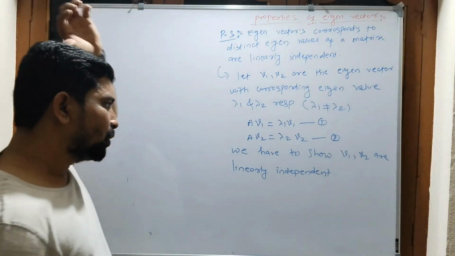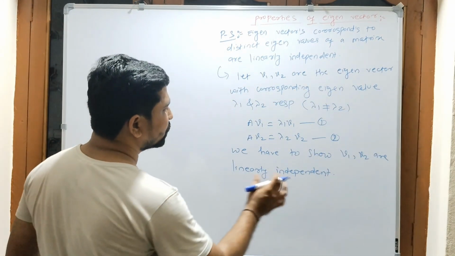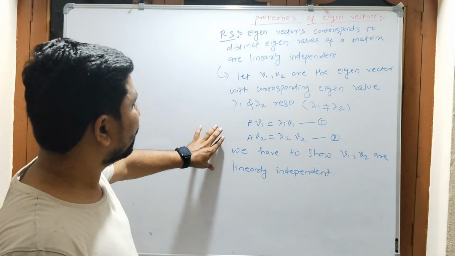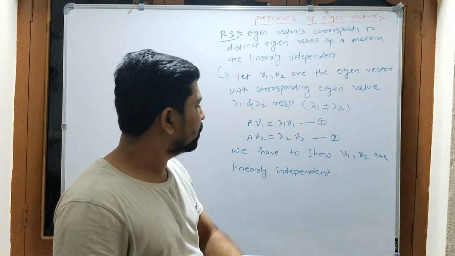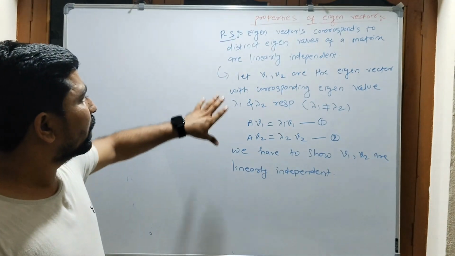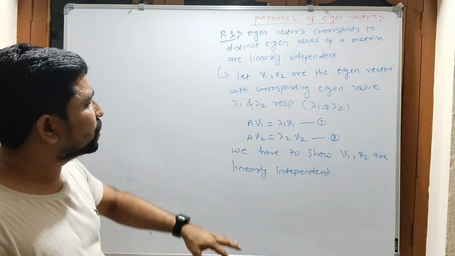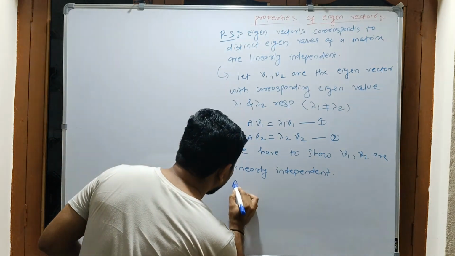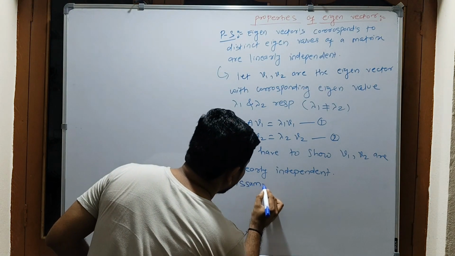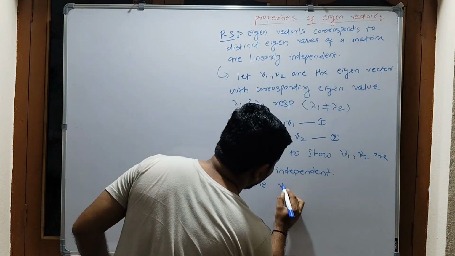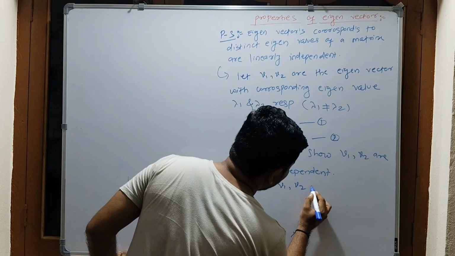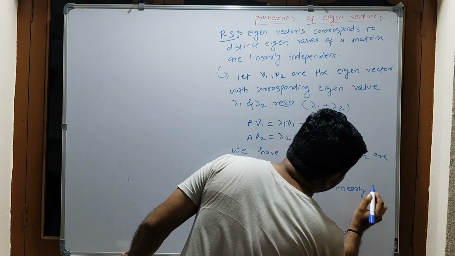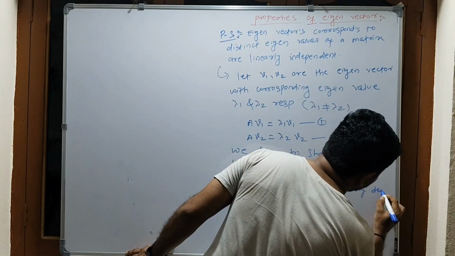So, by contradiction, assume these two vectors v1 and v2 are linearly dependent. My aim is to prove v1 and v2 are linearly independent, but here I am assuming these two vectors are linearly dependent.